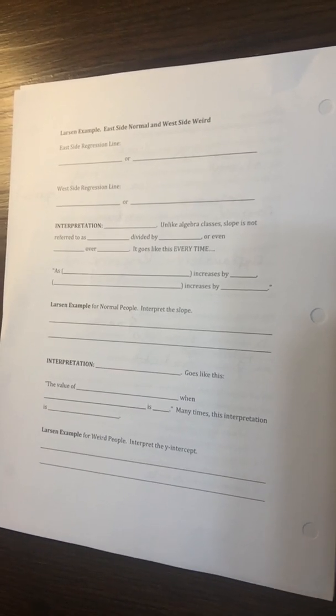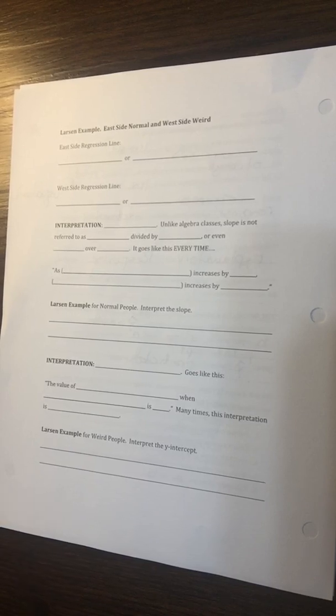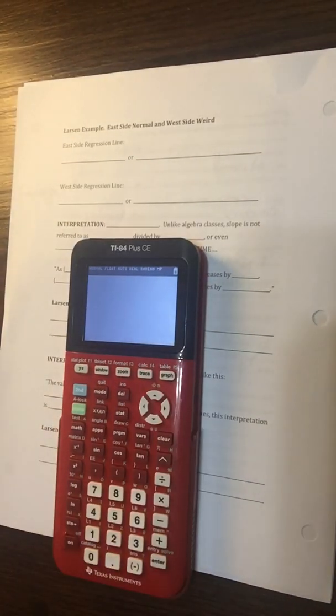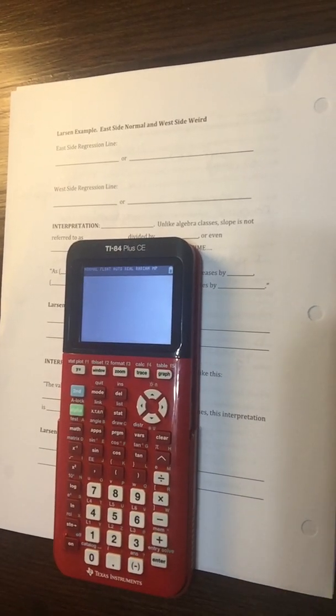Okay, guys, I get to the next page, and now it looks like I'm going to use the east side, who are normal people apparently, and the west side of the class who were weird. I don't know why I was calling them normal and weird. It sounds very judgmental. I'm glad I've matured. I don't do stuff like that anymore. But hey, I'm going to go to my calculator, and I'm going to put that data in the calculator.